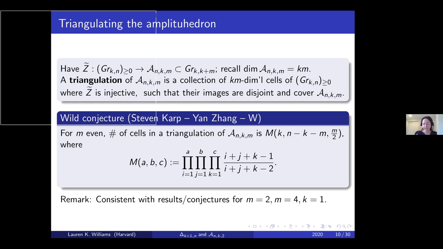Let me just say the conjecture is completely wild in that we do not have conjectural triangulations of the amplituhedron which have this size. But the conjecture is consistent with results and conjectures that are believed for m equals 2, m equals 4, and k equals 1. So anyway, the conjecture fits everything that we know to be true so far.